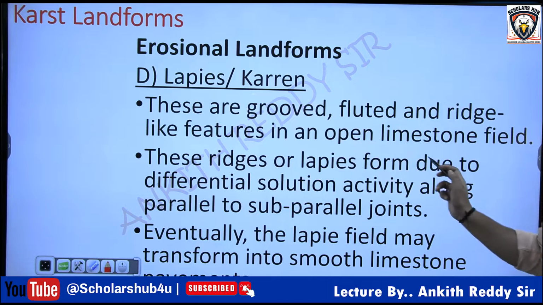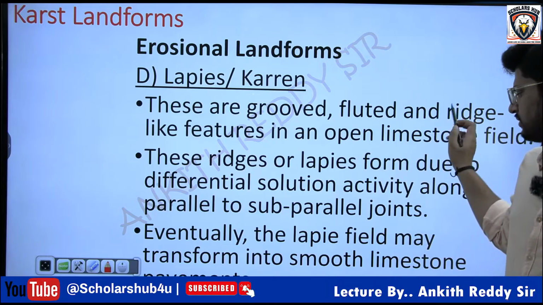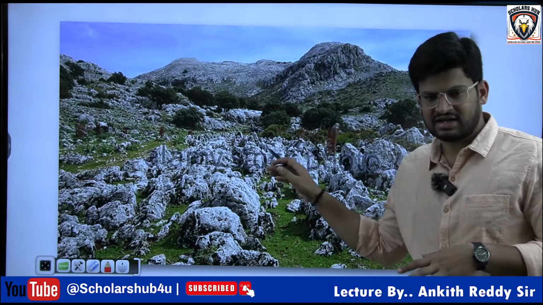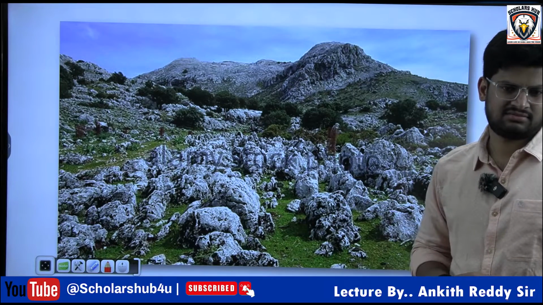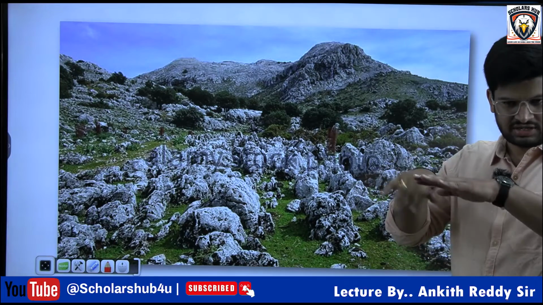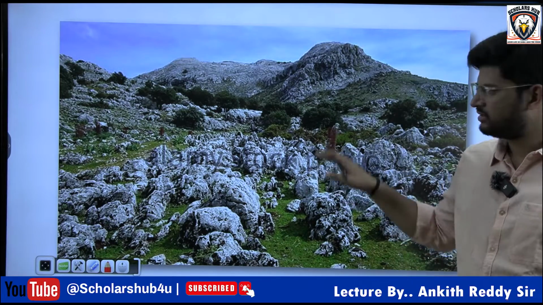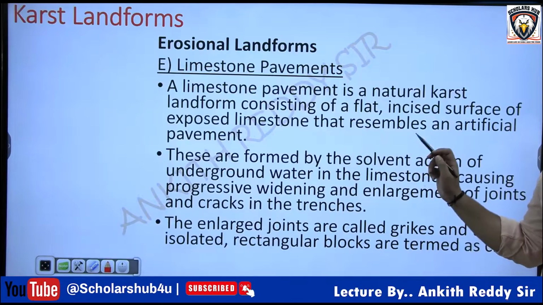The ridges are formed due to the differential solution activity along parallel to subparallel joints. That means wherever there is weak rock, it has been eroded by the solution, and the hard one remains like this. Okay. So along the joints, the joint parts get eroded, and the structure remains like this. So this lapis is an erosional landform.